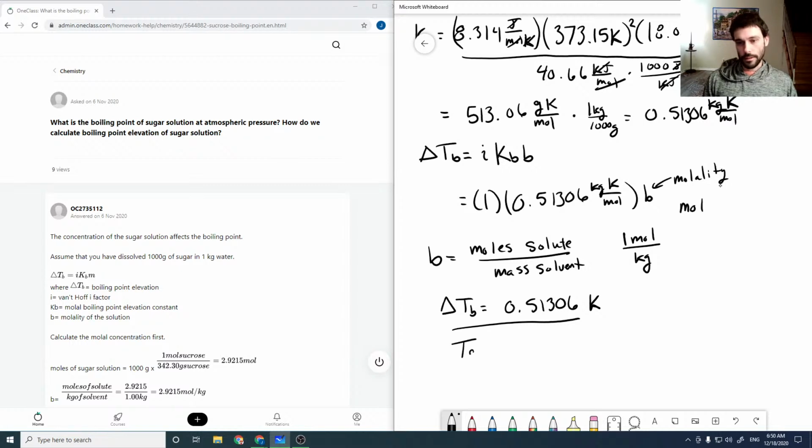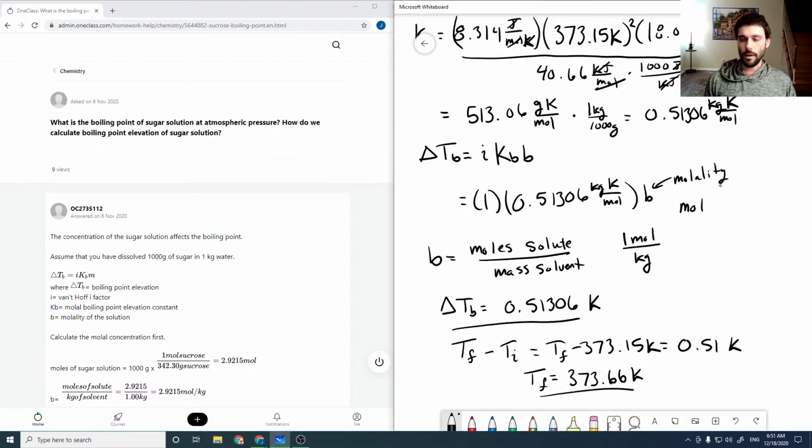And so to hammer it home even more, our final temperature minus our initial, which would just be the normal boiling point, our delta T, would be equal to 0.513, or 0.51 rounded to 2 decimal places. And so our boiling point of our sugar solution, moving this to the other side, would just be 373.66 Kelvin.